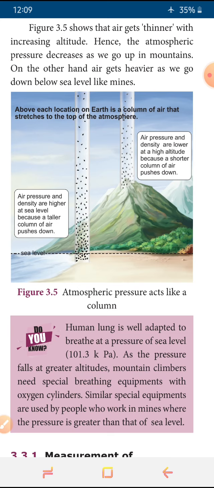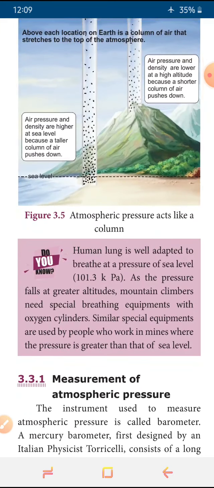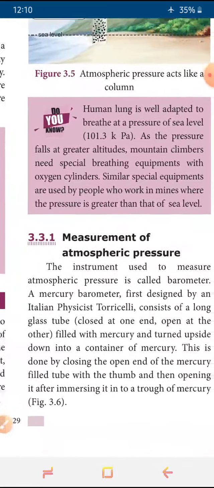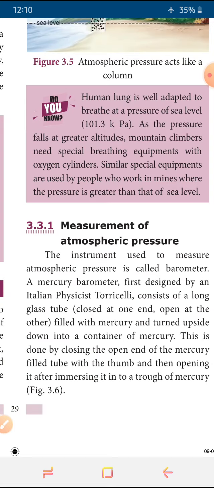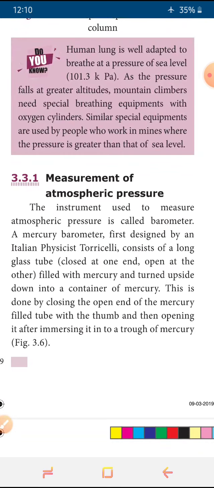And here it is given for the human lung, which is well adapted to breathing. The value compared with sea level is 101.3 kilopascal. Okay, it is given here. Then, measurement of atmospheric pressure. There are some methods to measure atmospheric pressure, and they are explained here. First, the instrument used to measure atmospheric pressure is called a barometer. The barometer is used to find the atmospheric pressure.